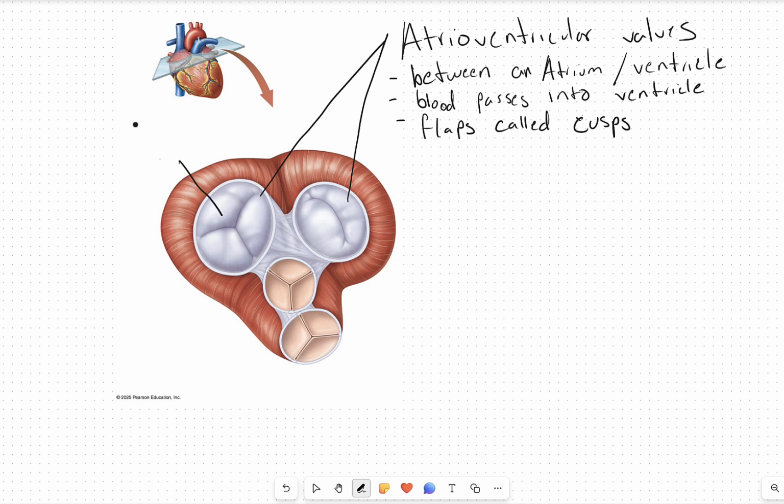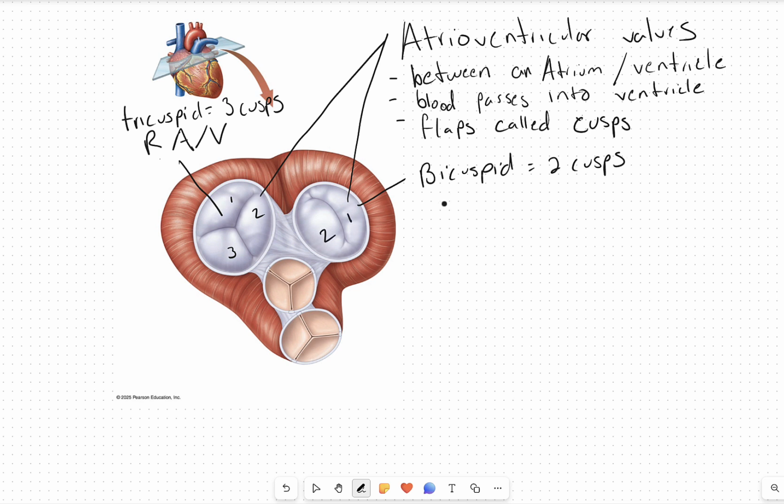The right AV valve is called the tricuspid valve. It has 1, 2, 3 cusps and is found between the right atrium and the right ventricle. And then the left AV valve is called the bicuspid valve with 1, 2 cusps. And this is found between the left atrium and the left ventricle. This is often called the mitral valve, and mitral valve is the more common term to use.